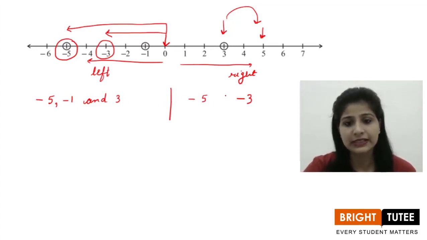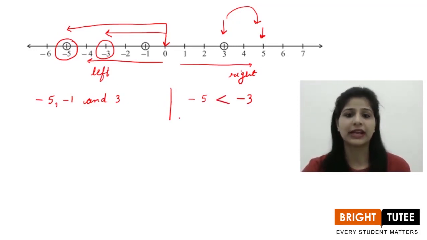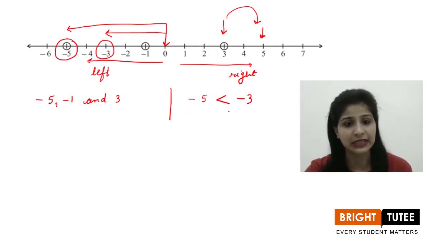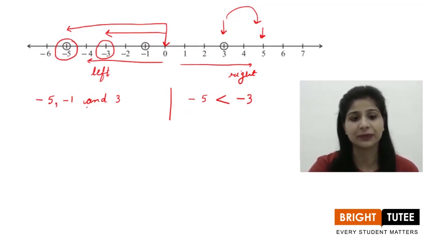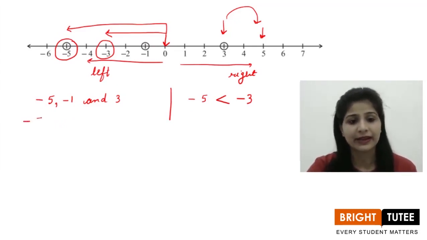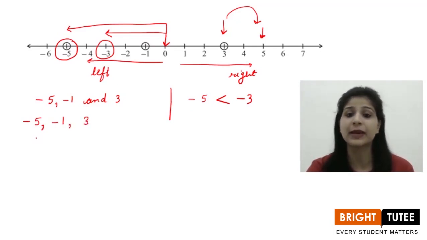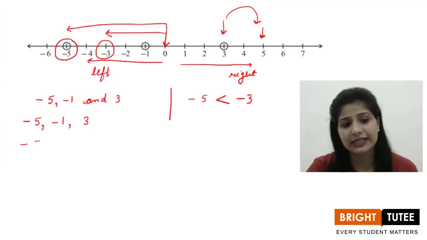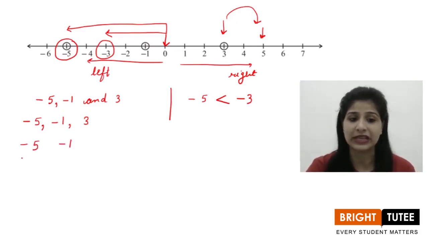So the greater symbol will be like this, towards -3. Now if I have to arrange -5, -1 and 3 in ascending order, what do we do? We write the smallest number first. So here -5 is smallest, then -1 and then 3. What is the symbol that I should put between -5 and -1? As we know, -5 is smaller than -1.